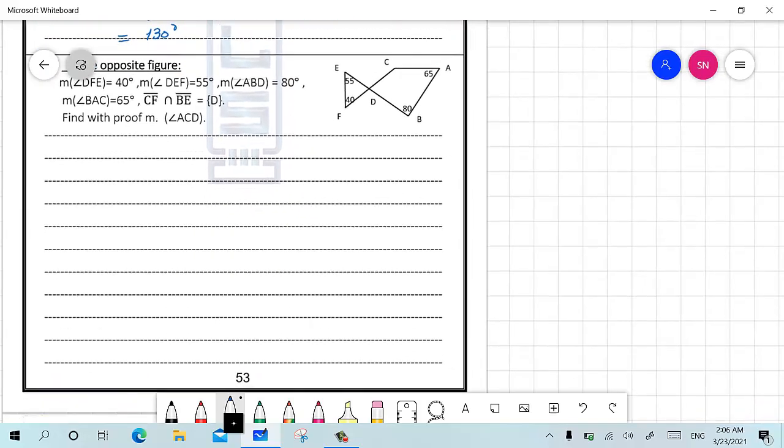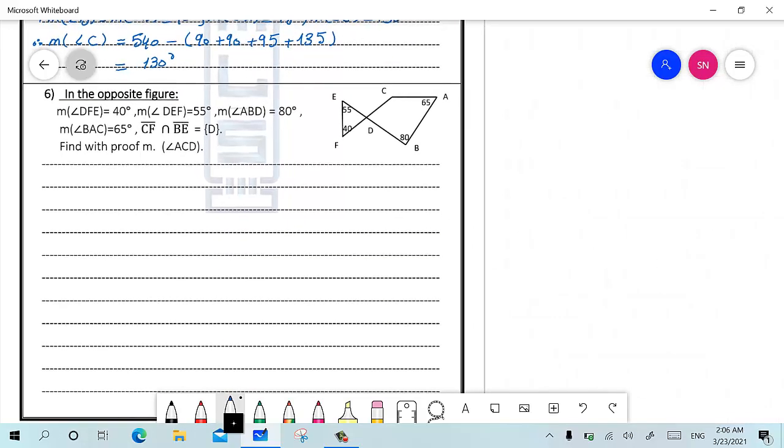And now let's go for number 6 and the last question in today's session. In the opposite figure, measure of angle DFE is equal to 40, measure of angle DEF equal to 55 degrees, measure of angle ABD is equal to 80 degrees, measure of angle BAC is equal to 65 degrees, line segment CF intersects line segment BE at point D, find with proof measure of angle ACD.